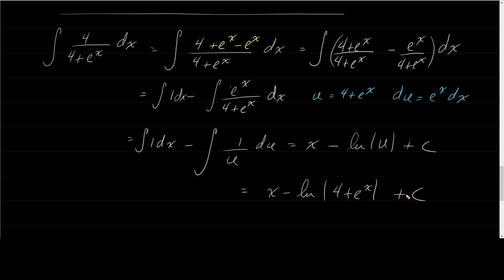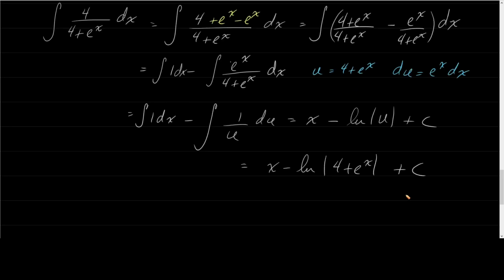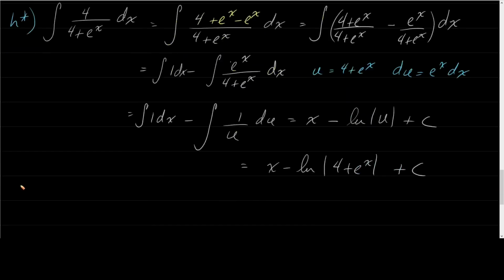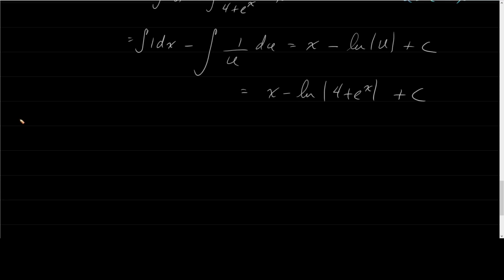Now, there's more ways to answer this kind of question, so I'm going to do it in one more way. I guess I should have labeled this one H star, and now the next one is going to be H double star. So in here, I'm going to work with the same integral: the integral of 4 over 4 plus e to the x dx.